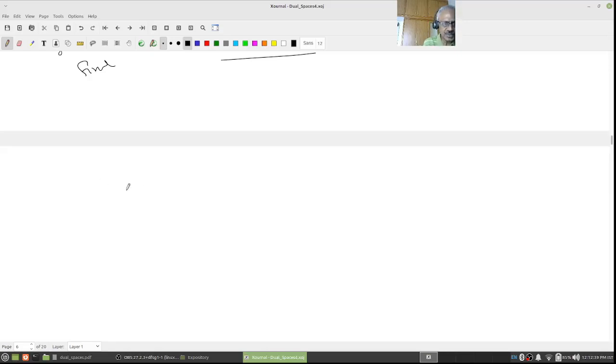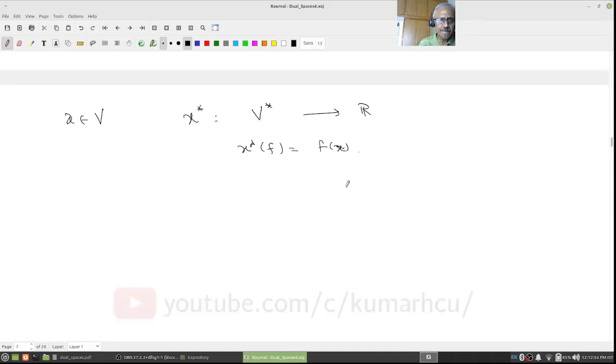Okay. Now what we want to do is something very interesting. Let us look at, for any x in V, let me denote x star as a linear map from V star to R by x star at f equal to f of x. You understand this? Yeah, I claim x star is a linear function on V star.